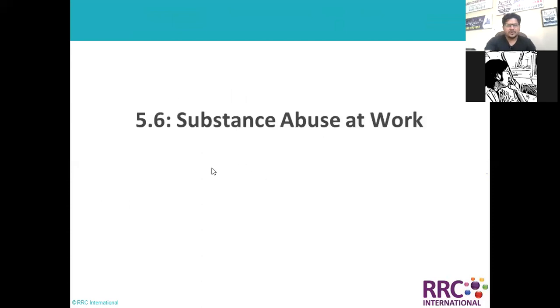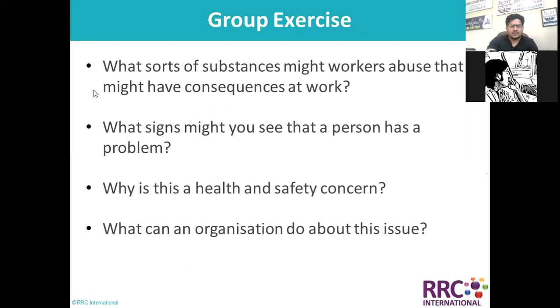So the last topic of element 5 is the substance. That means substance abuse at work. Now here, a few of the questions we need to ask: what sort of substances might workers abuse that might have consequences at work? What signs might you see that a person has a problem? Why is this a health and safety concern? What can our organization do about this issue?